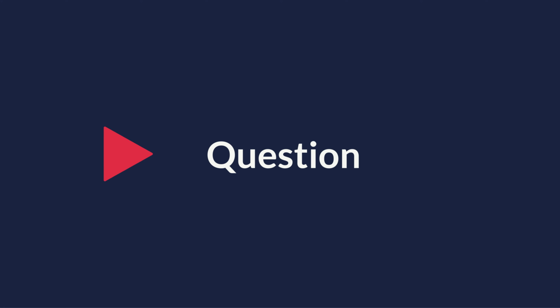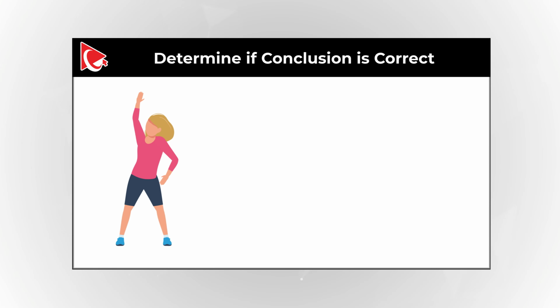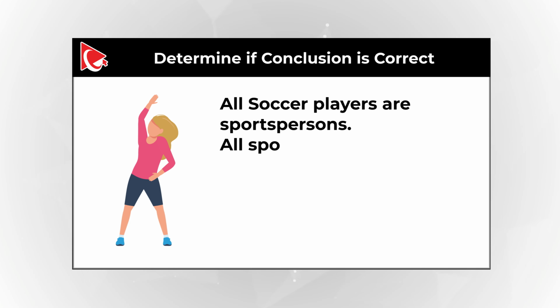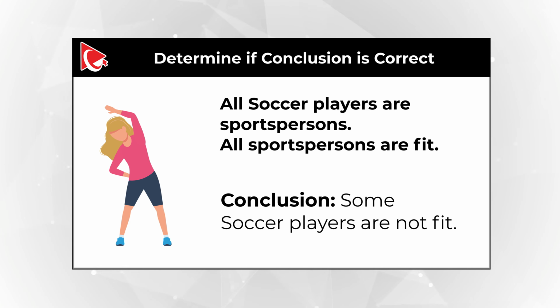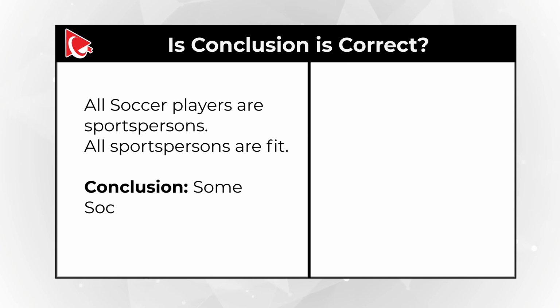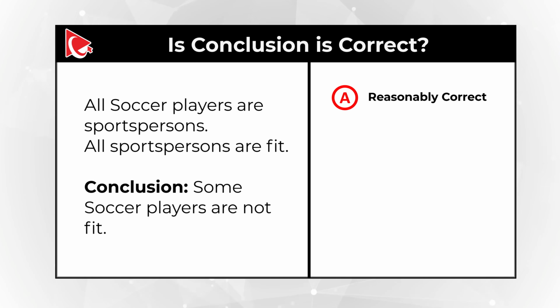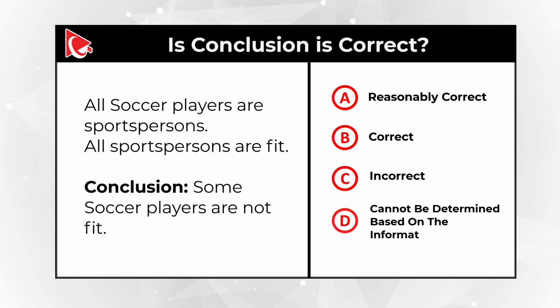Here is a frequently used question to test how logical you are. You need to determine if the conclusion is correct based on the statements. Let's look at the statements. All soccer players are sports persons, and all sports persons are fit. Conclusion: some soccer players are not fit, and you need to determine if this particular conclusion is correct. You have 4 different choices. Choice A, it's reasonably correct. Choice B, it is correct. Choice C, it's incorrect. And choice D, cannot be determined based on the information available.